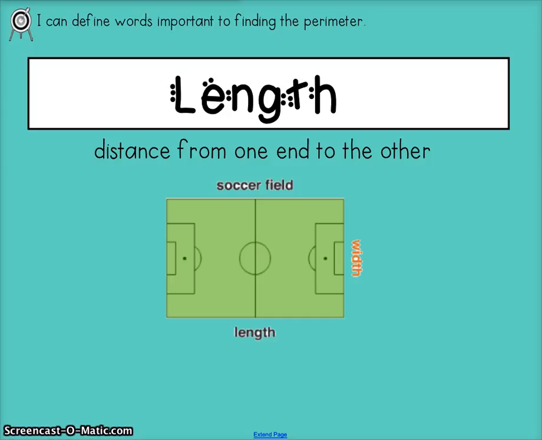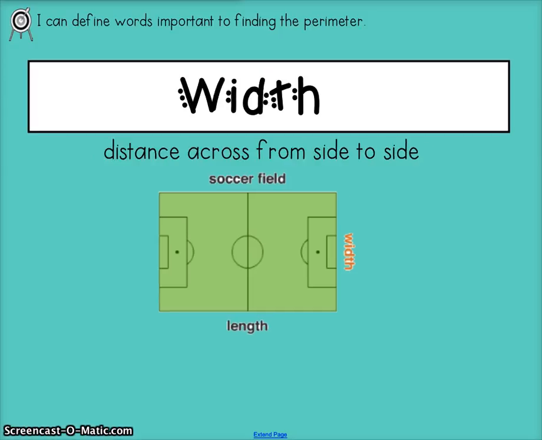When I think about this too, I know a lot of you play football, some of you play soccer. So when I think about it, I think that the length is the sideline that the fans sit on, and then the width would be the end line where either the end zone is or where the goal is at. And then when we talk about width, like we just mentioned, that's the distance across from side to side. So if you're thinking about a football field, your end zones would be at the width of the field, or where your soccer goals would be.